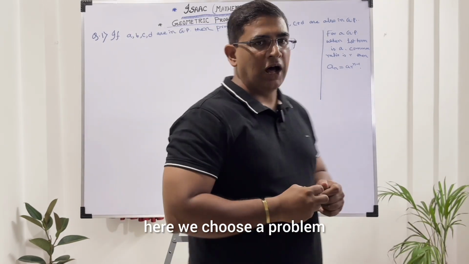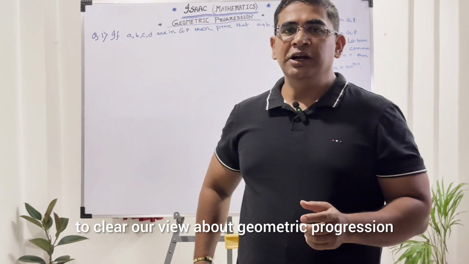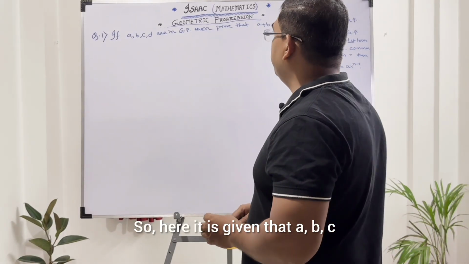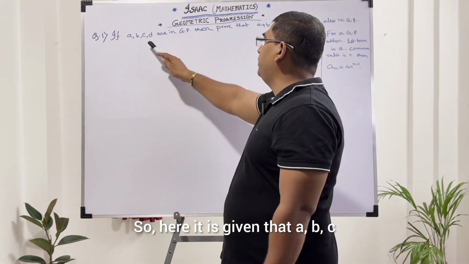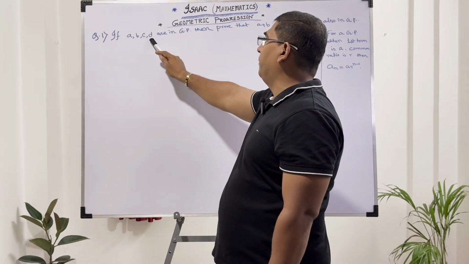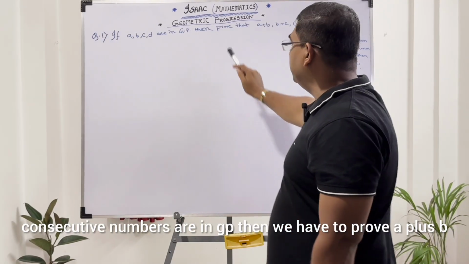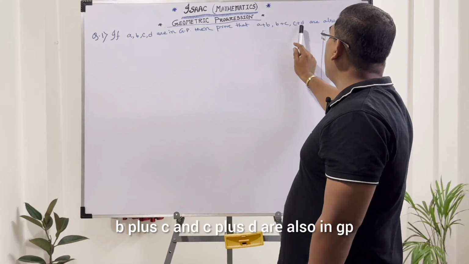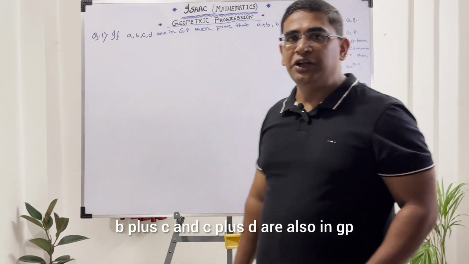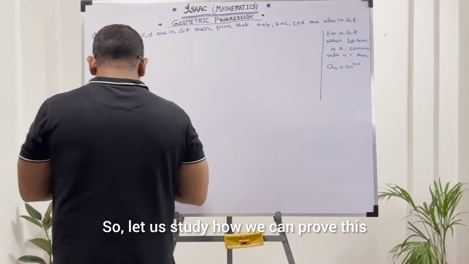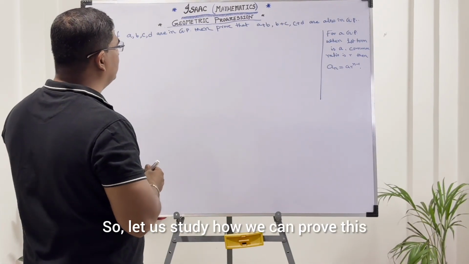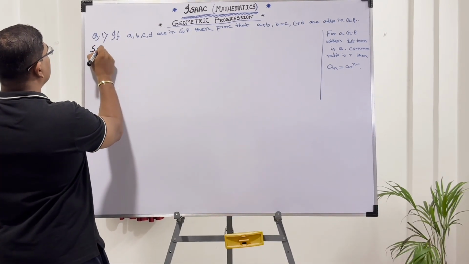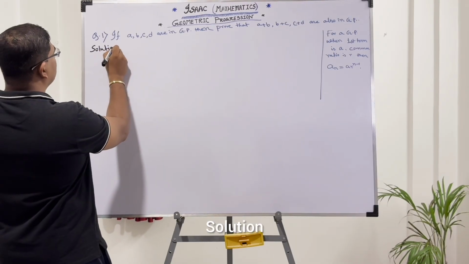Here we choose a problem to clear our view about geometric progression. It is given that A, B, C, D, these four consecutive numbers, are in GP. Then we have to prove A plus B, B plus C and C plus D are also in GP. So let us study how we can prove this problem. Solution.